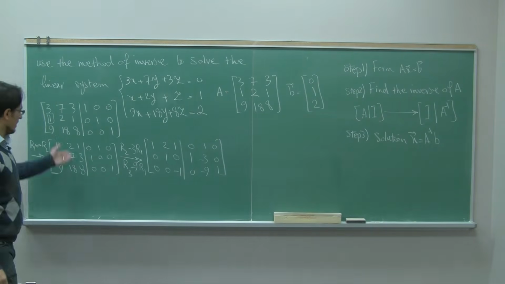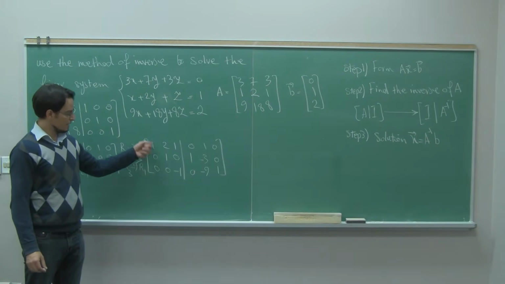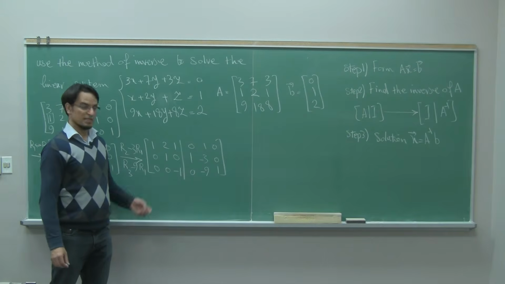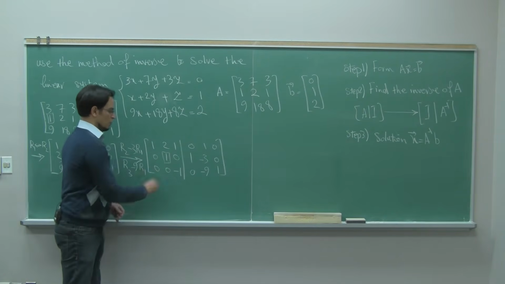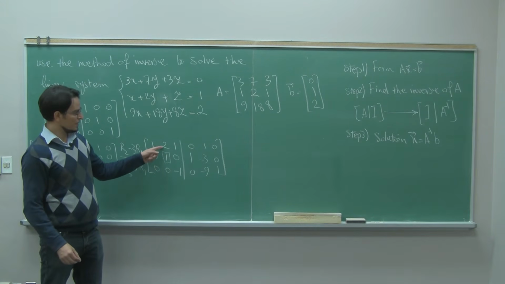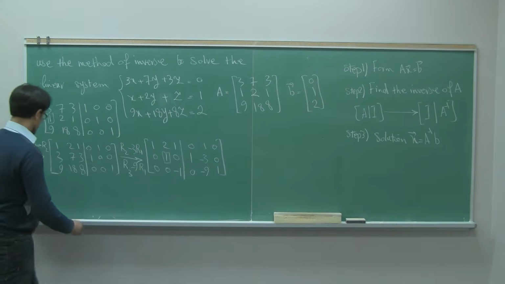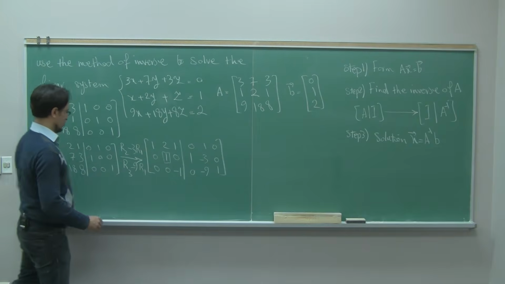OK. I'm done with column 1. I found my first leading one, and that's it. Now let's do the second leading one. So this is my second leading one, and I have to make everything else in that column 0. The first thing is that I have to make this guy 0. To make that 0, I need to multiply this by negative 2, add it to row 1.